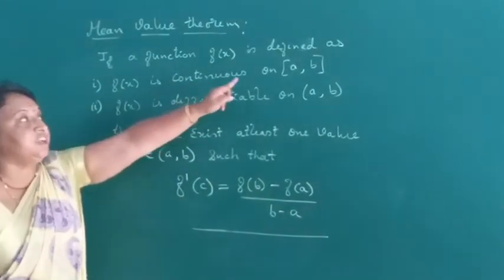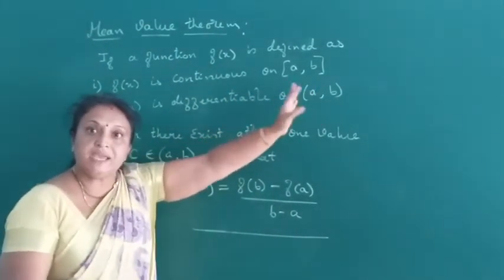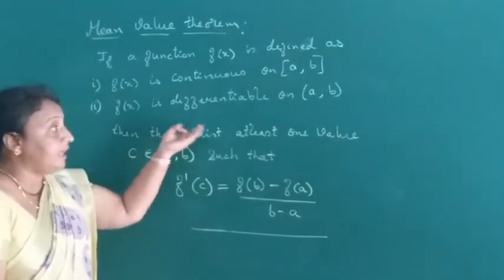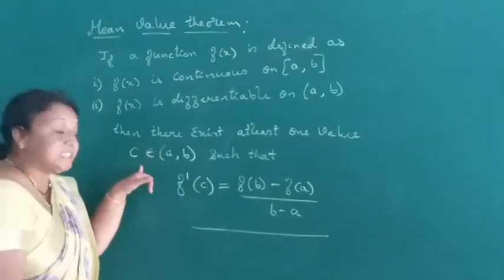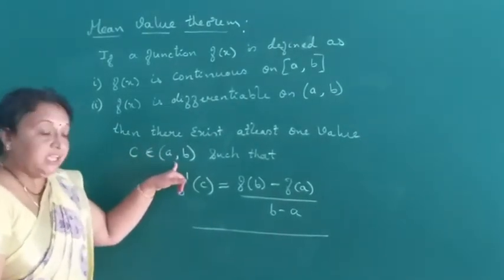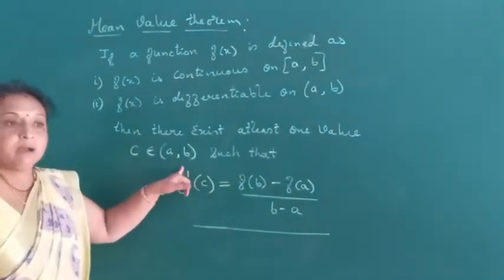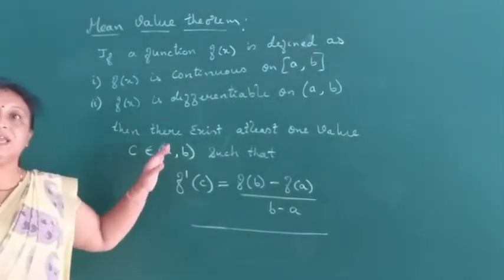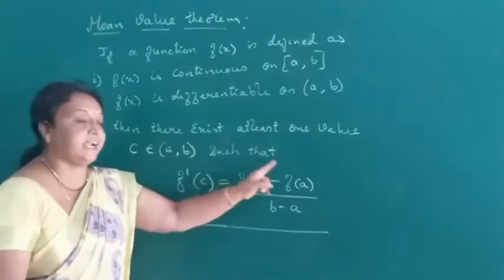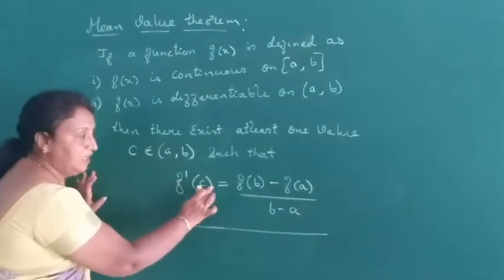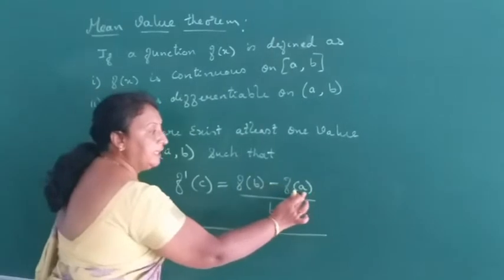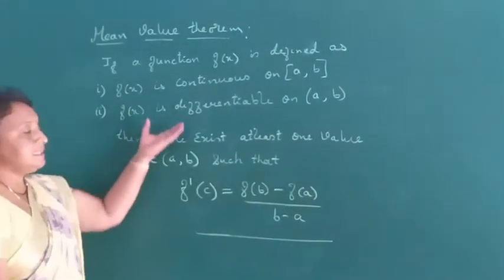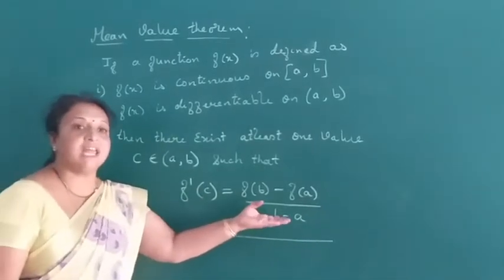f must be continuous in the closed interval [a, b] and differentiable on the open interval (a, b). Then there exists a point c, c lies between a and b in the open interval, such that f dash of c equals f of b minus f of a divided by b minus a. This is the condition for the mean value theorem.